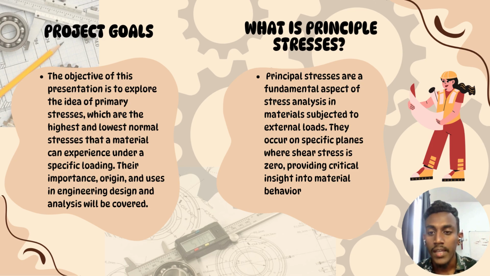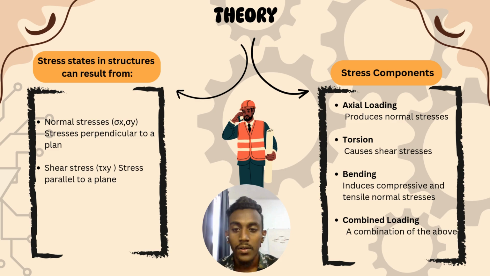The second thing is what the principal stress is. The principal stress occurs on the particular plane where the shear stress is zero. These planes are critical in design because they tell us the extreme values of the normal stress the material experiences. So that's all.